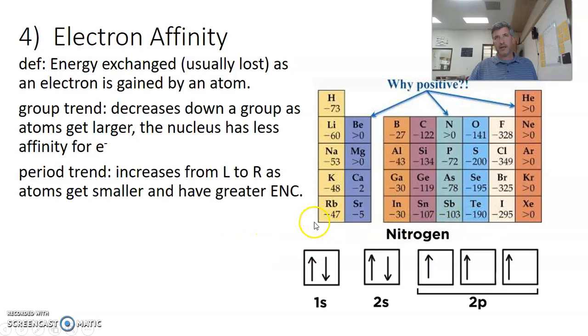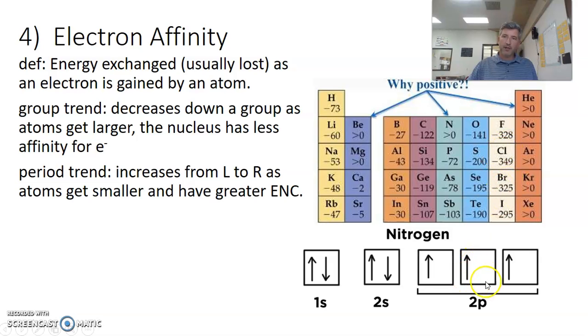Another way to look at it is from a standpoint of stability. So for example, fluorine gains a lot of stability by gaining an electron, and so it becomes like neon. And so by becoming like neon, it's going to give off a lot of energy because it's now in a lower energy, more stable state.